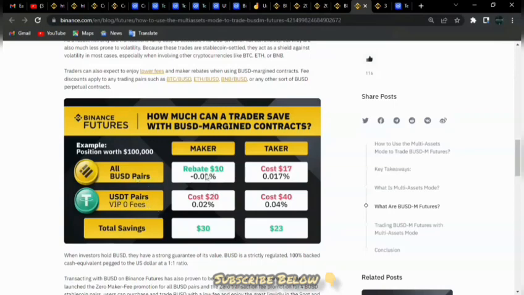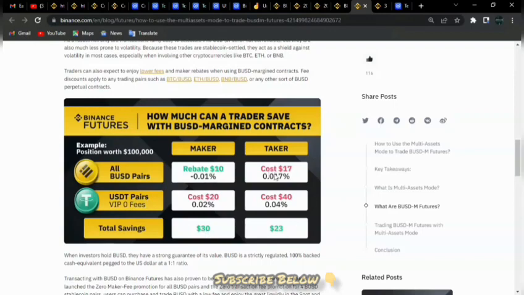Now you want to know that whether you are a maker or a taker, you always get a discount when using BUSD pairs. For BUSD pairs as a maker order, in this scenario you get a rebate of $10, which is about minus 0.01%, but for USDT pairs you'll be charged about $20. So in this scenario you've saved about $30.